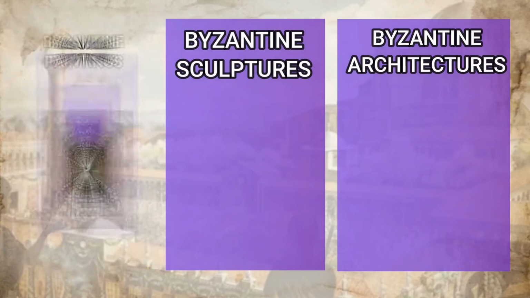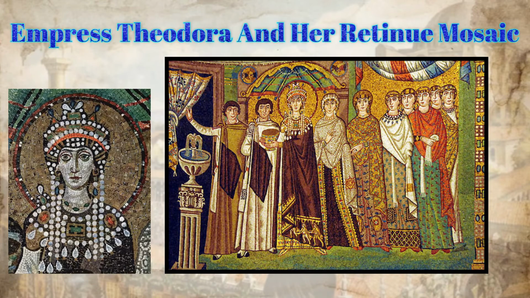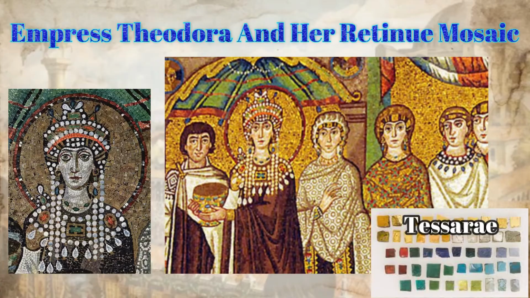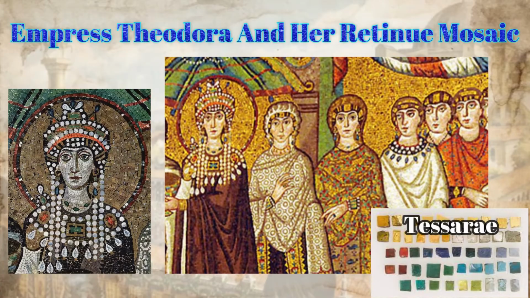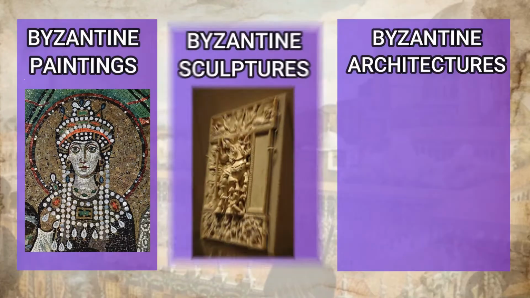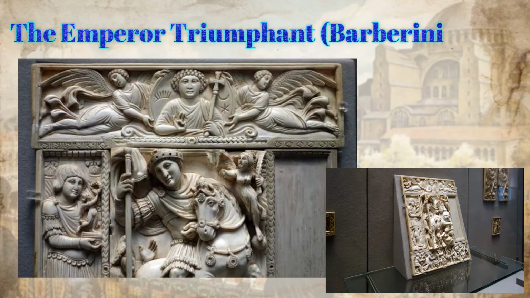Byzantine paintings. Byzantine mosaics are wall decorations that are made of glass called tesserae. One of the most important surviving examples of Byzantine architecture and mosaic work is the Empress Theodora mosaic. Byzantine sculpture. An early example of Byzantine sculpture was the Barberini ivory, which is still displayed at the Louvre in Paris.